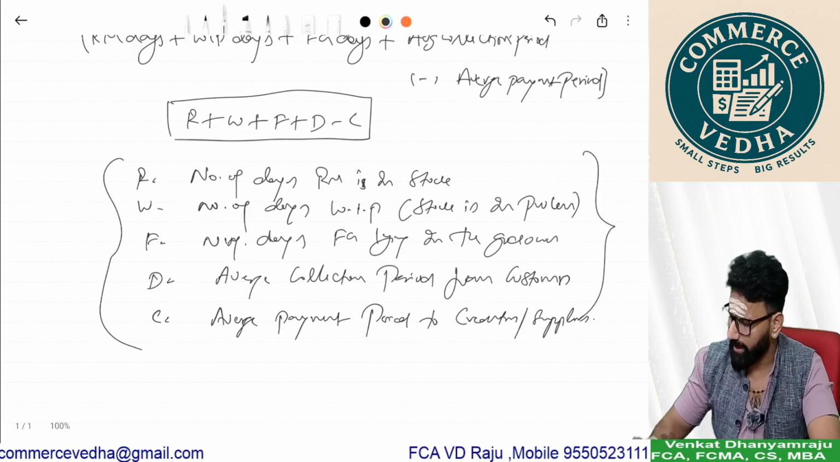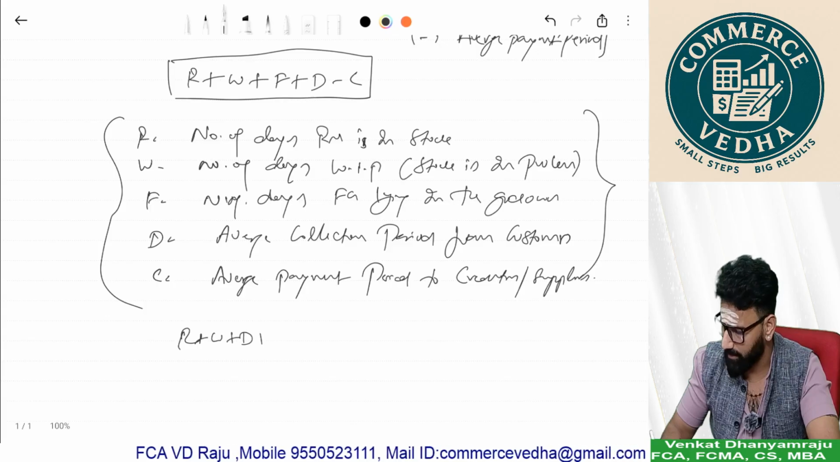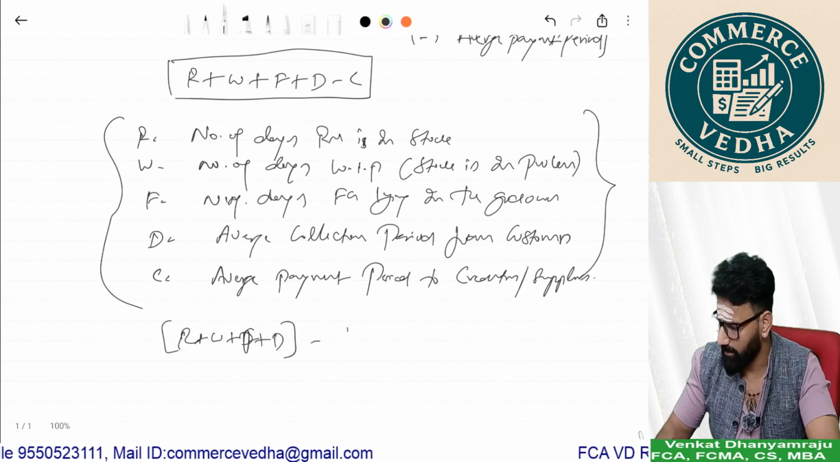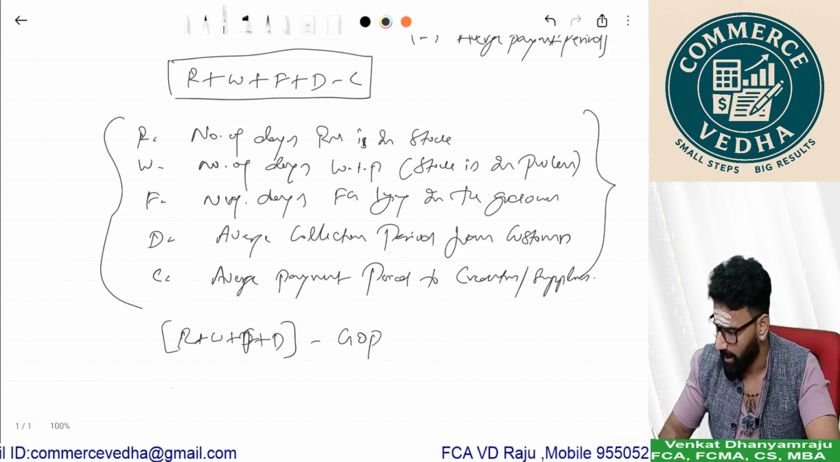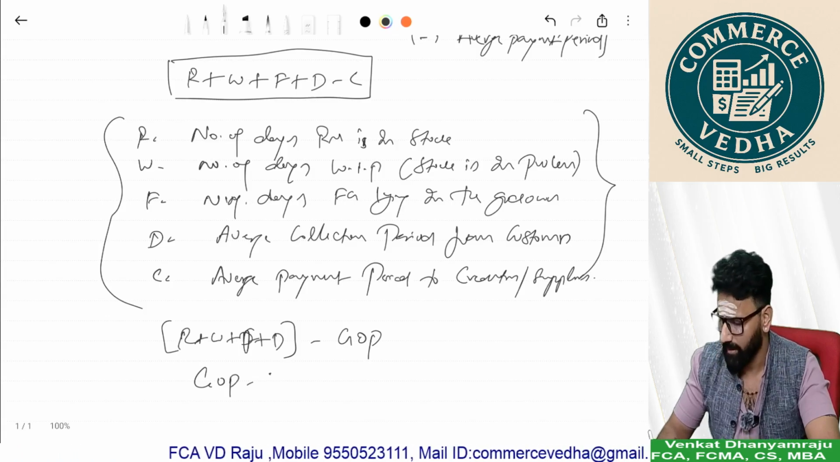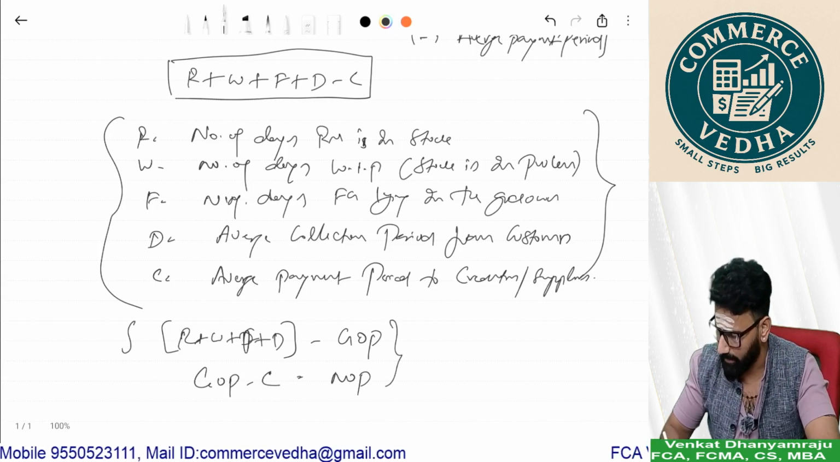So your net operating cycle is R plus W plus F plus D, which is your gross operating cycle, and gross operating cycle minus creditors payment period is net operating cycle.